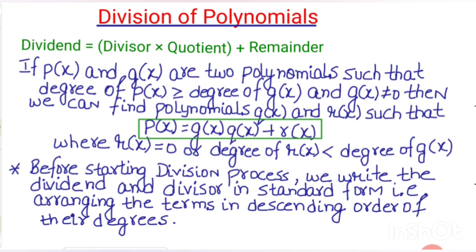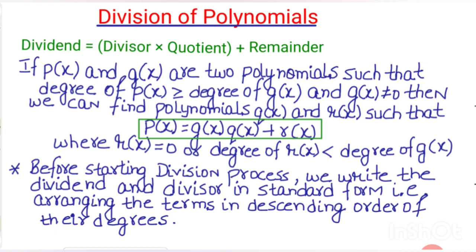If p(x) and g(x) are two polynomials such that degree of p(x) is greater than or equal to degree of g(x) and g(x) does not equal 0, then we can find polynomials q(x) and r(x) such that p(x) equals g(x) multiplied by q(x) plus r(x). Here p(x) is the dividend, g(x) is the divisor, q(x) is quotient and r(x) is remainder. Here either remainder r(x) equals 0 or degree of remainder is less than degree of divisor.